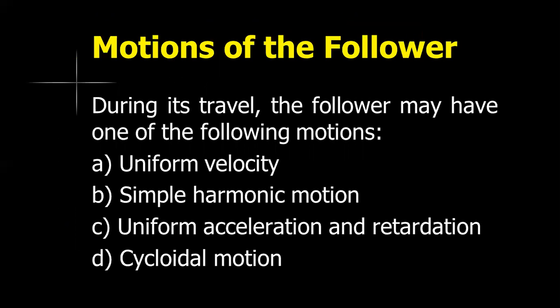Then motions of the follower. During its motion, the follower may have one of the following motions. It may have uniform velocity, which means for the complete rotation of the cam, the follower has uniform velocity, with no change in velocity. Then simple harmonic motion, then uniform acceleration and retardation, and the fourth one is the cycloidal motion. These are the four types of follower motions. Okay, thank you.